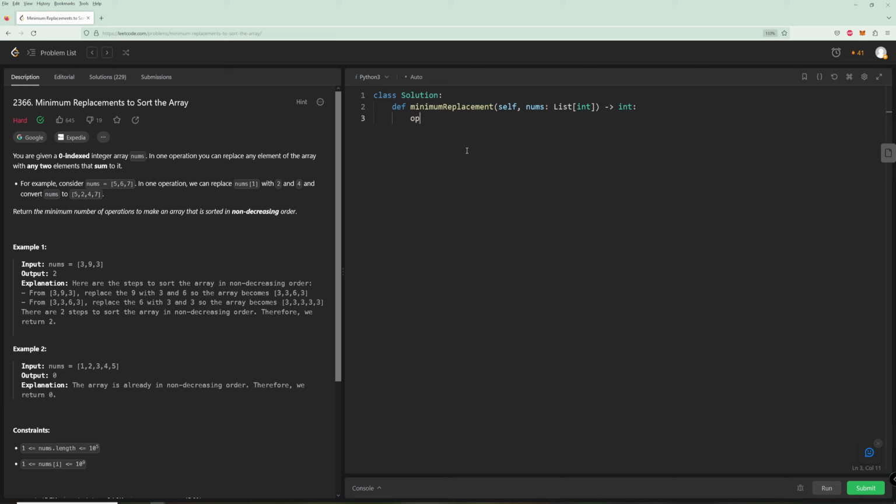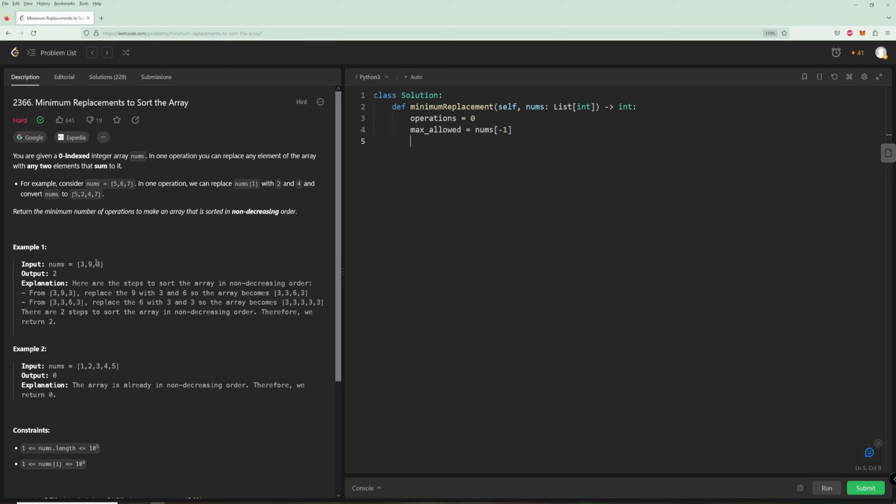Okay, so we're going to have our operations, which is going to be our result. And then we're going to have the max allowed, which is the biggest number we can have. And we're going to initialize that to nums[-1], right? Because this last number, we're always going to say it's sorted. We can't make it bigger. Like, we can't make this 12.